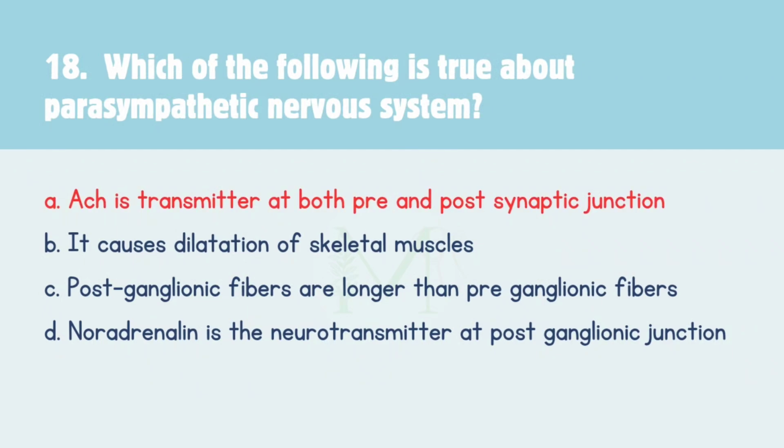Acetylcholine is transmitted at both pre and postsynaptic junction. So read these options carefully. It causes dilatation of skeletal muscles. It has no role to do with skeletal muscles. Correct? Postganglionic fibers are longer than preganglionic fibers. No, preganglionic fibers are longer than the postganglionic fibers in parasympathetic nervous system. And option D, noradrenaline is a neurotransmitter at postganglionic junction. So the answer is acetylcholine is transmitted at both pre and postsynaptic junction.